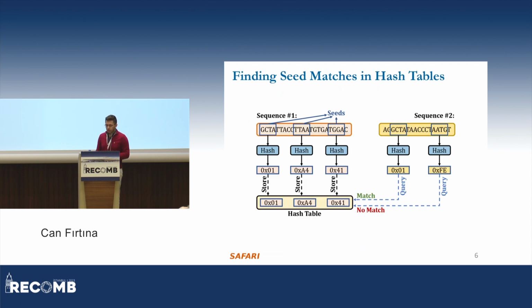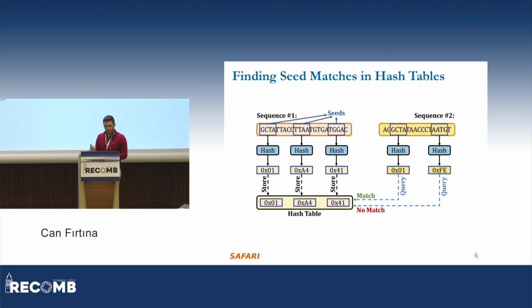So let's look more into identifying seed matches using hash tables between a pair of sequences. Here we have two sequences. One sequence can be coming from a reference genome, let's say. The other one can be coming from a read. What we usually do is identify some subsequences from these sequences, for example by applying some sketching techniques. We're going to call these subsequences seeds, to introduce a convention for the rest of the talk.